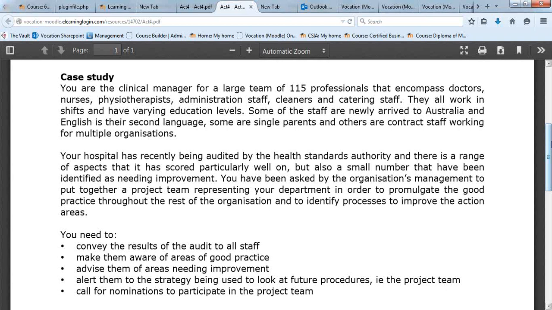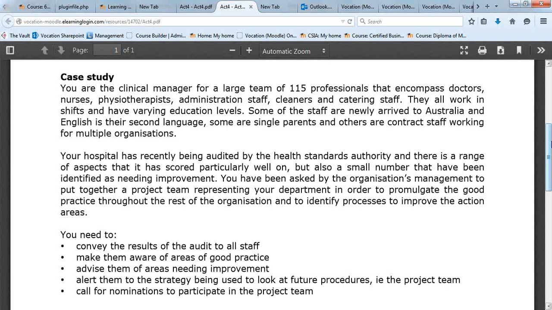How can you make people aware of good practice? And remember, there's a couple of requirements there. You want to make sure that everybody understands the information that's being presented with minimal disruption, I think, to the actual hospital operations itself. But at the same time, you also have to bear in mind, and as it clearly states, that some of the staff are at different levels.